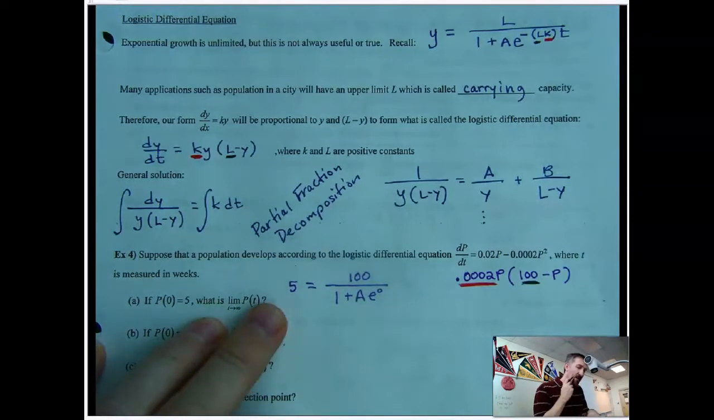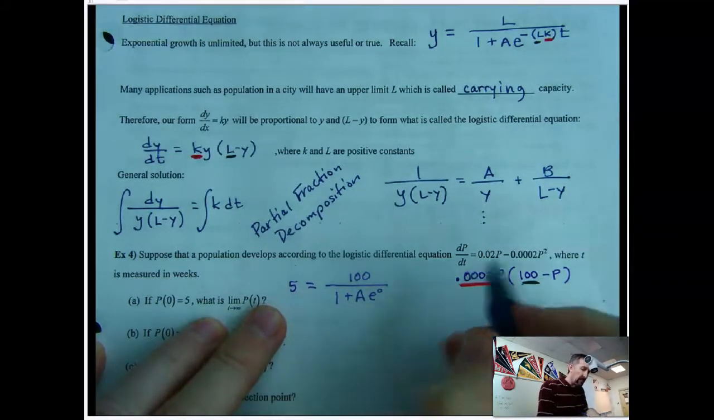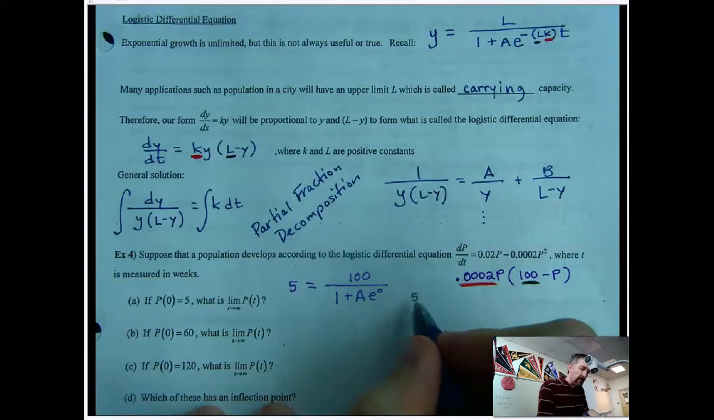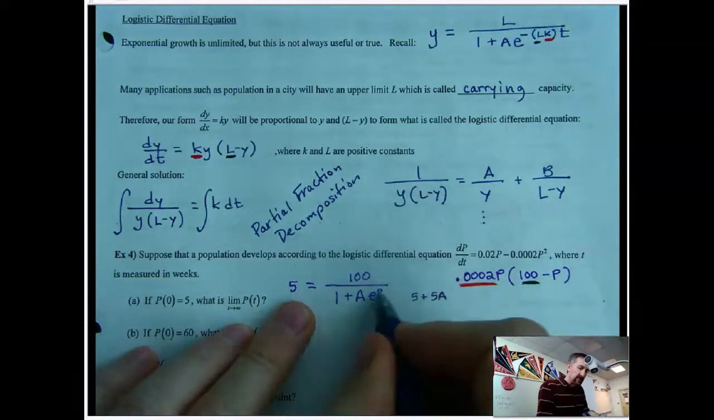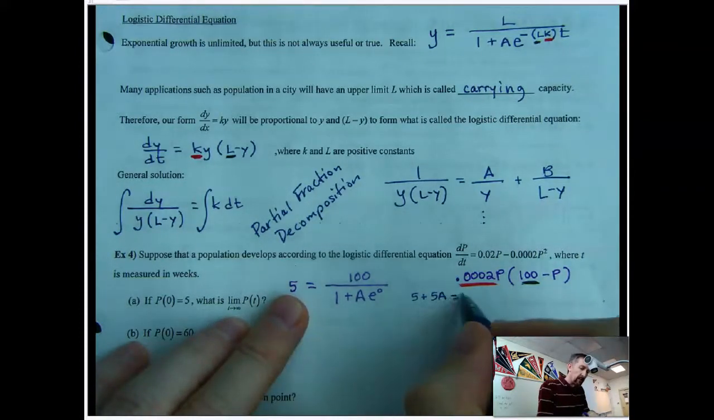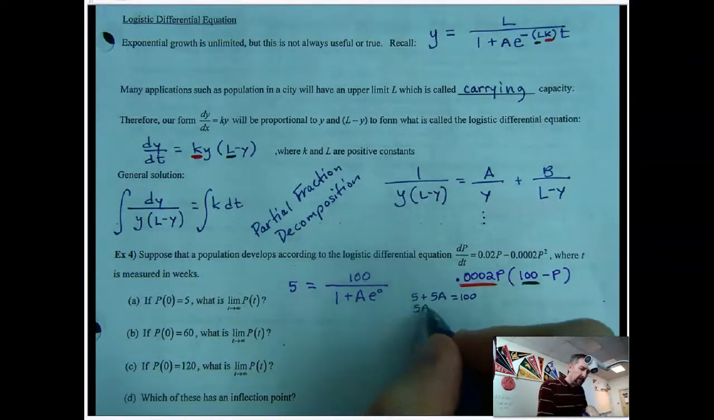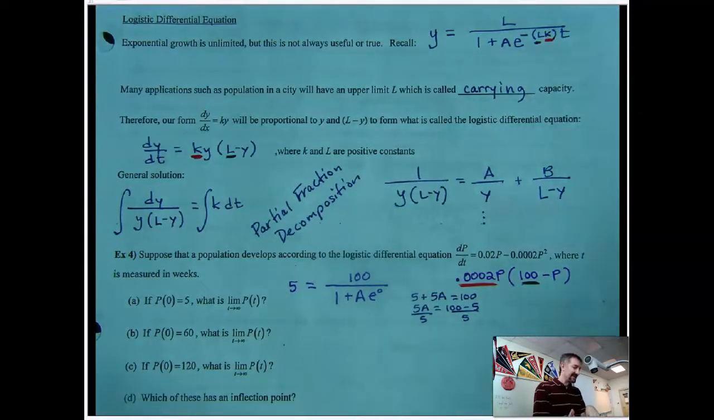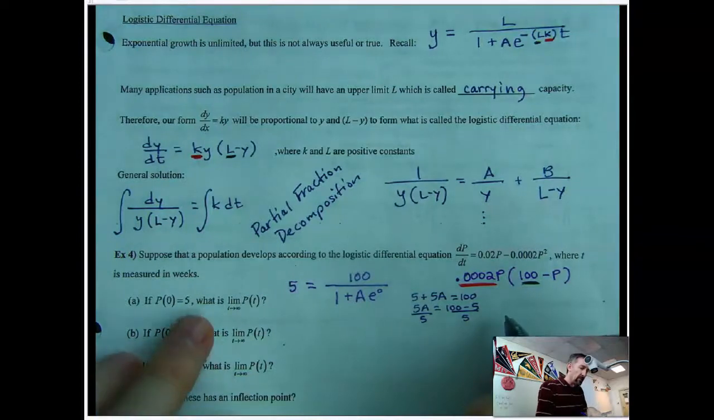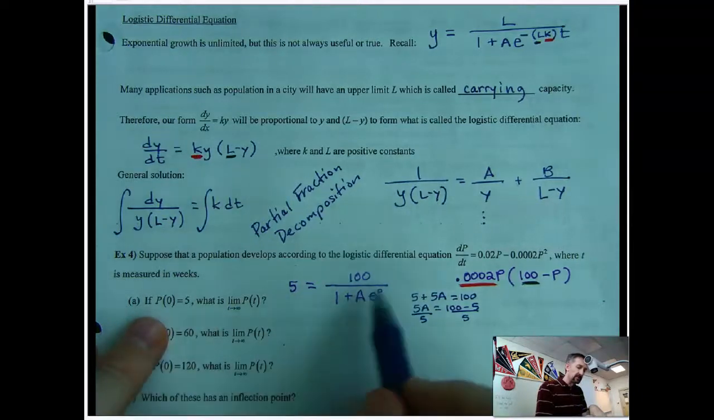So we're going to solve for a here. So we're going to multiply both sides by this. So that's going to be 5 plus 5a, e to the 0 is just 1, so I don't need that, equals 100. And then if I subtract 5 from both sides and then divide by 5, I'm going to get 20 minus 1, which is 19. So we have the answer to this question already, actually. What's the limit as it approaches infinity? It's going to be 100.